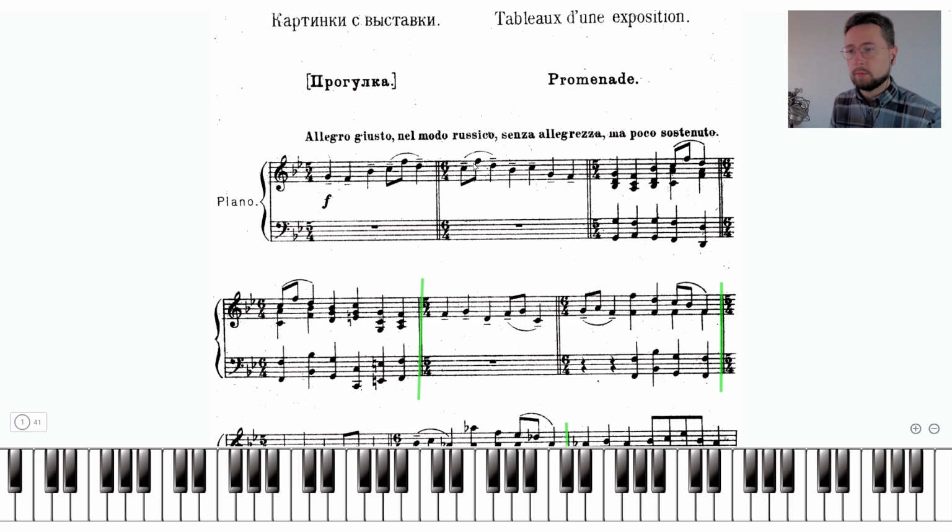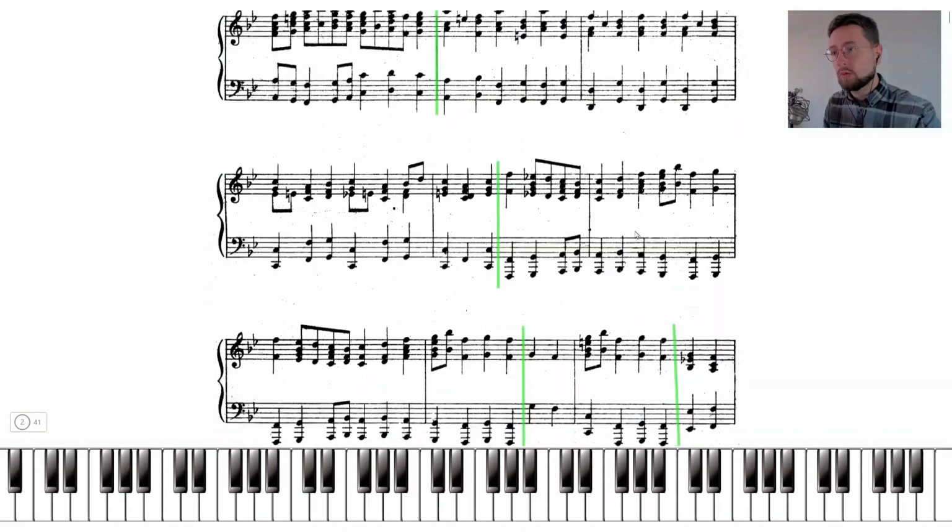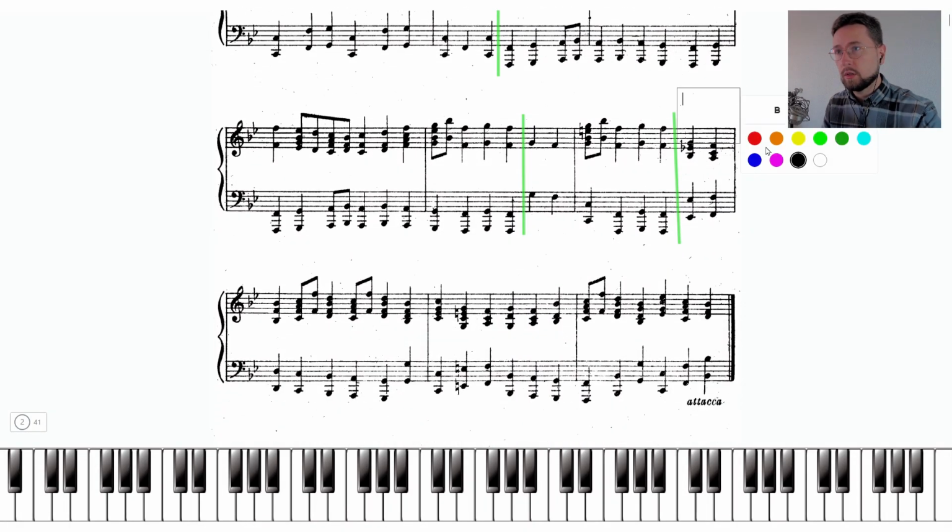When we look into it, there are multiple ways that we can structure it, but certainly there is something that we can call section A. And there is a very strong sense of recapitulation here. So we're getting section A prime.